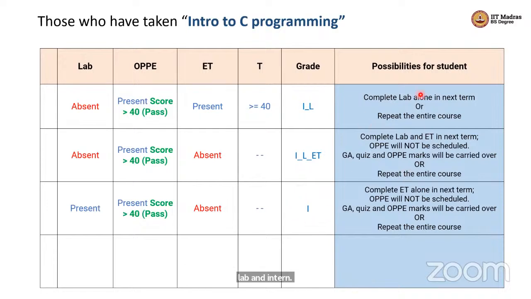Okay, what are the possibilities that you have? You can see it is quite self-explanatory. If it is I underscore L, you complete the lab alone in the next term. If it is I underscore L underscore ET, it means you can complete the lab and the end term in the next term. All others will be carried forward. OPP will not be scheduled because you already passed this OPP.